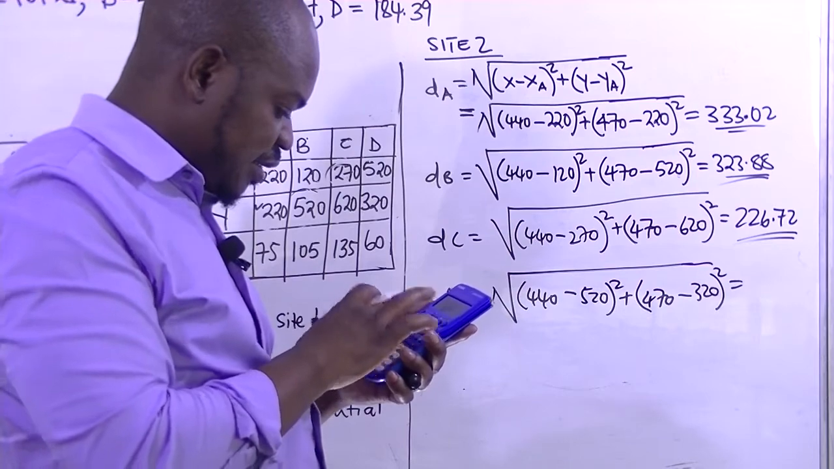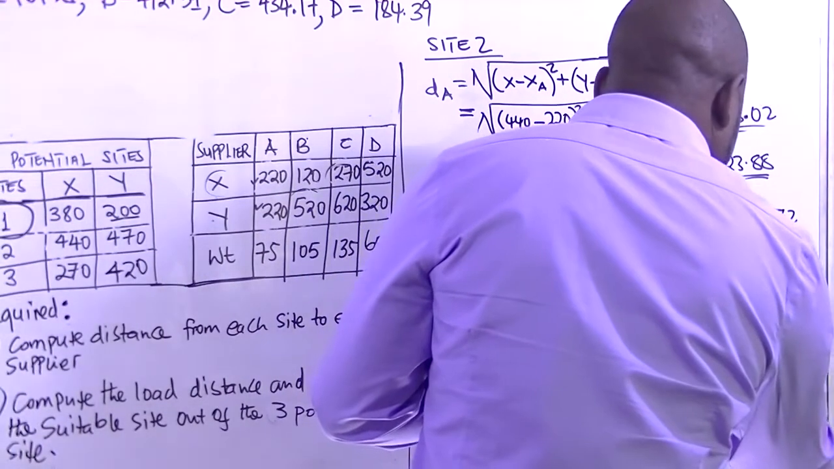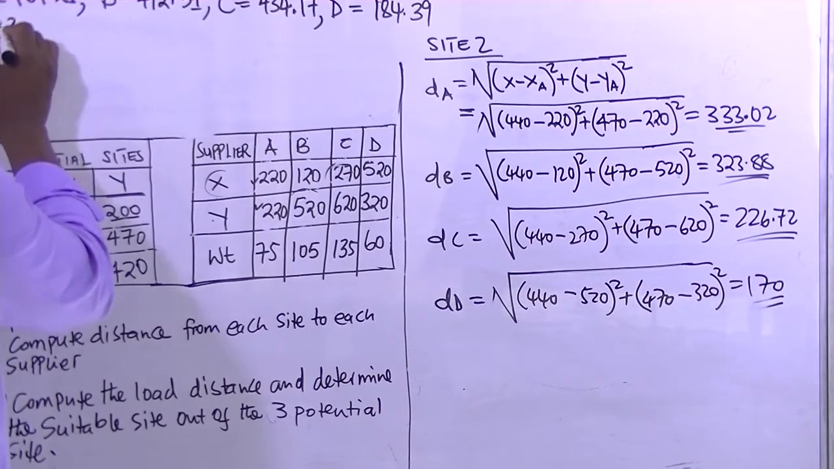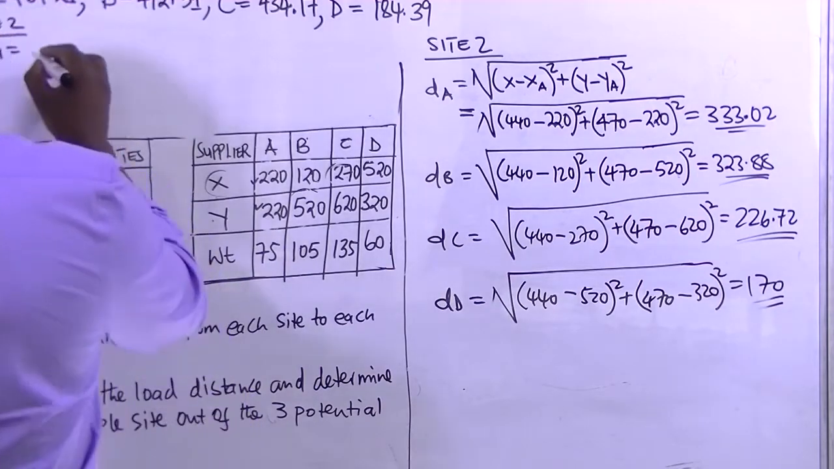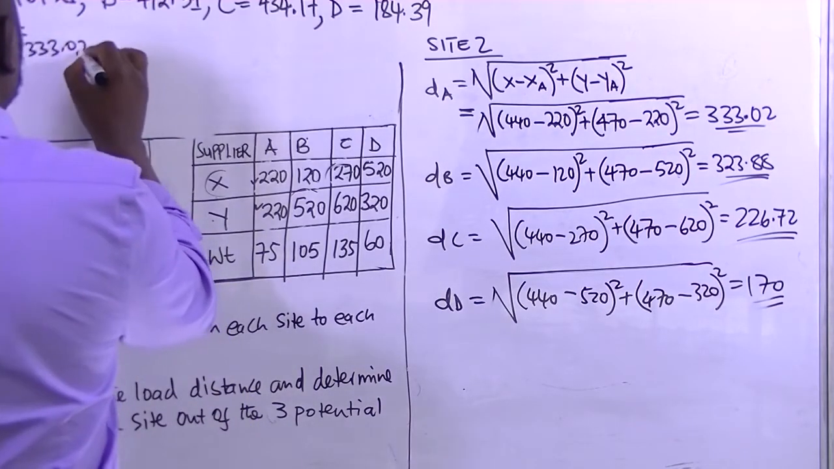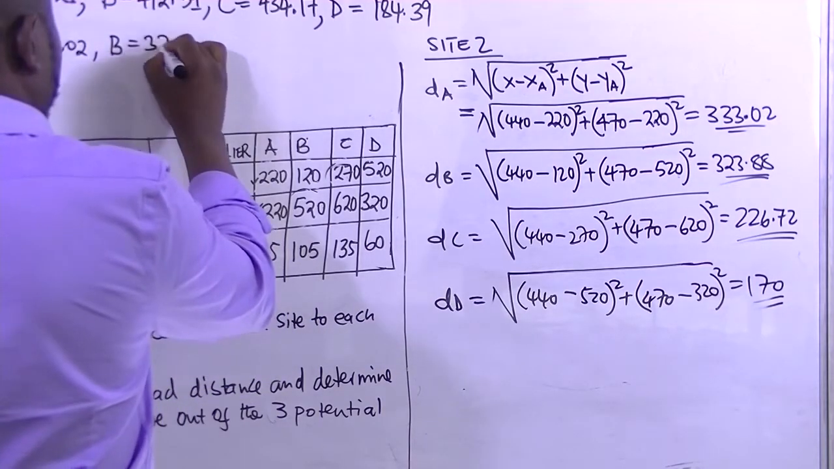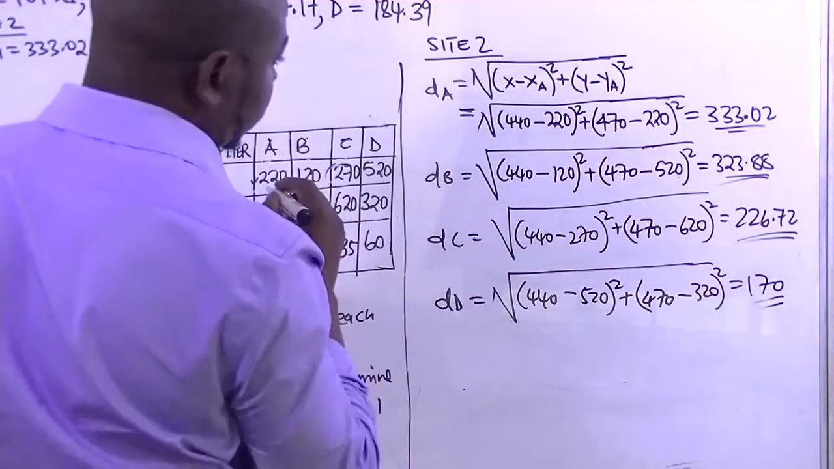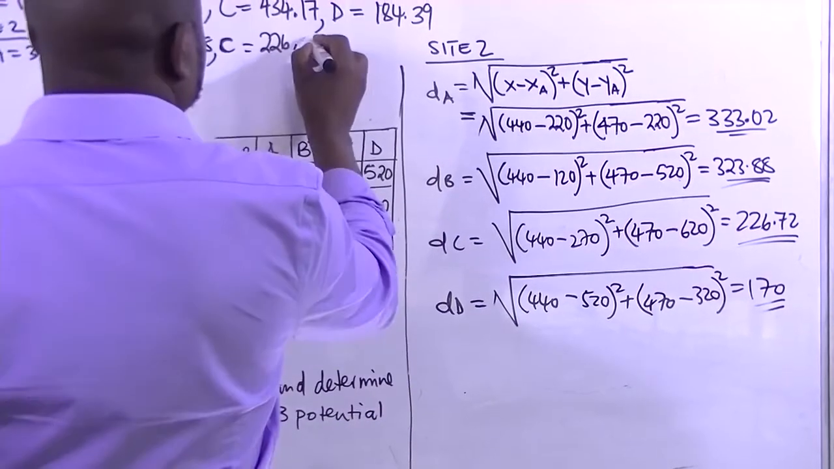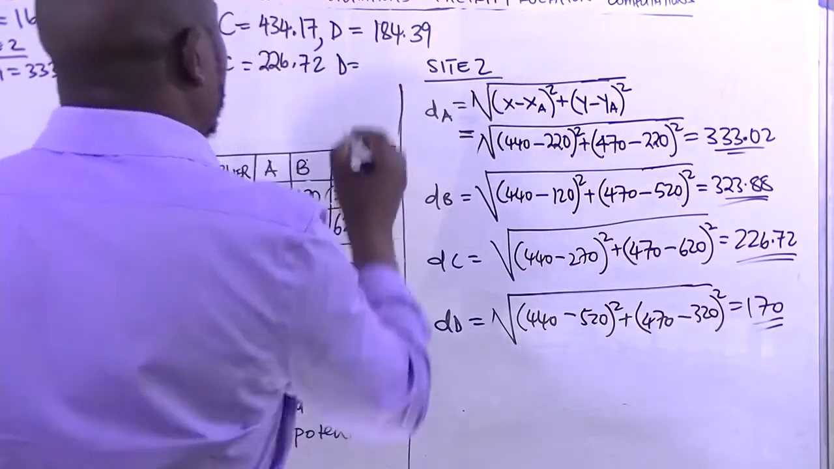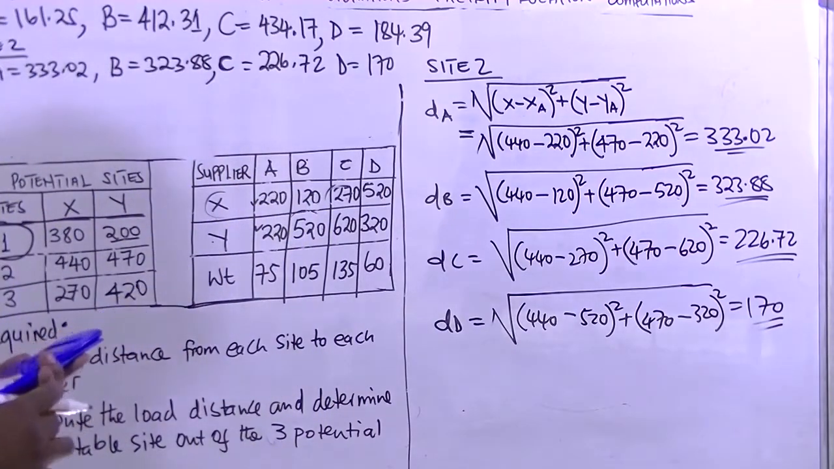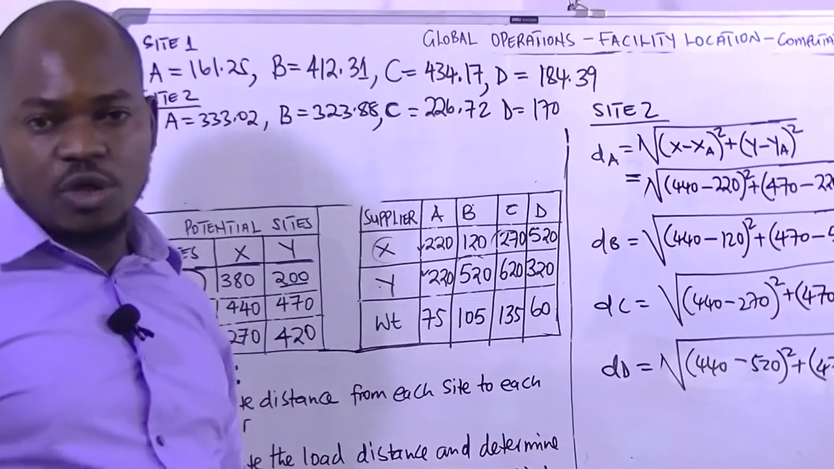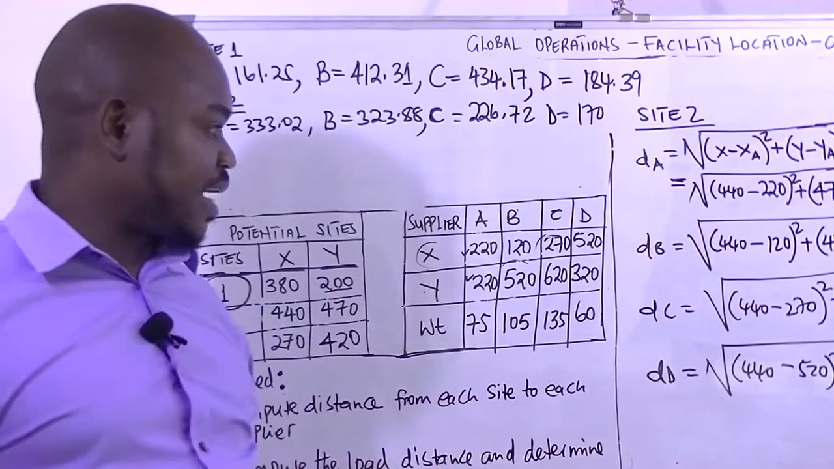I have that, and then square root that, I get 170 here. So this is now, with regard to site 2, my A is 333.02. My B is 323.88. My C is 226.72, and my D is 170. Okay, I'm done with site 2. It's quite an involving calculation, but it awards you a lot of marks in the exam. So you need to be quick, and you need to be very accurate in the exam.